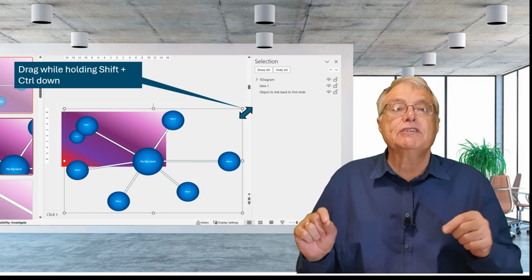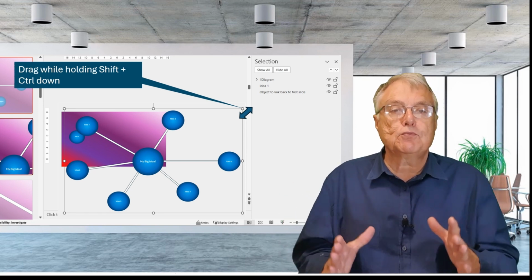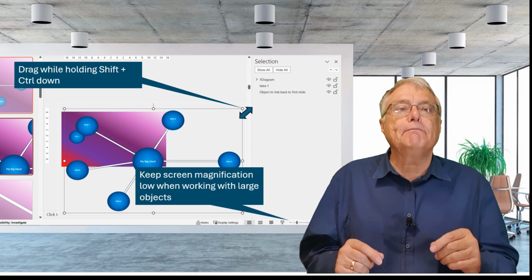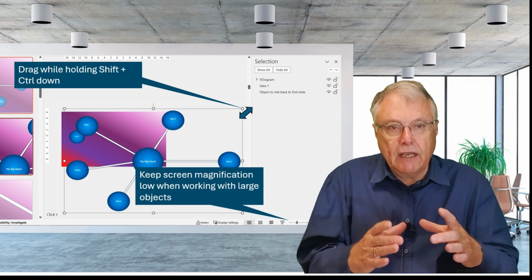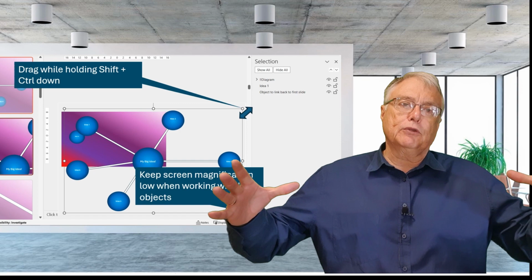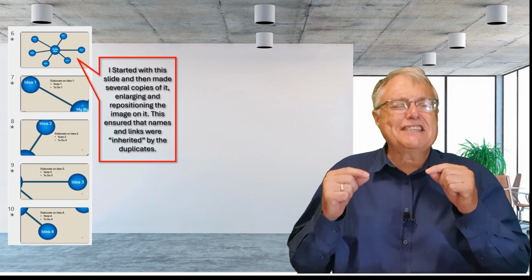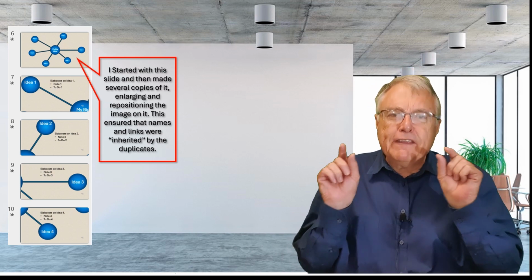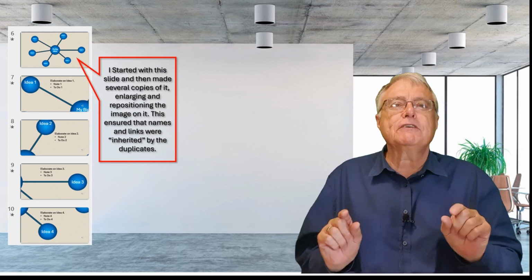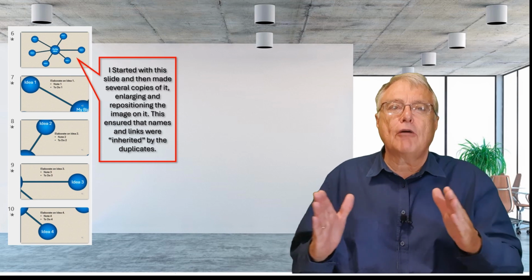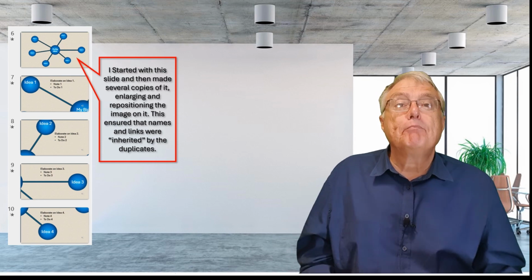When enlarging images, make your work area as small as possible. You should find a balance between the size of your work area and the size of the object that you want to work with. To make your life easier, create one slide and name everything on it as sensibly as you can. When you have everything neatly in place, make copies of the slide and resize the objects and the texts.